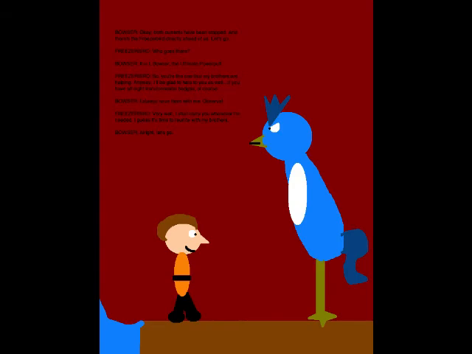Let's go! Who goes there? It is I, Bowser, the ultimate Powerpuff! So you're the one that my brothers are helping. Anyway, I'll be glad to help you as well. If you have all 8 transformation badges, of course. I always have them with me. Observe. Very well. I shall carry you whenever I'm needed. I guess it's time to reunite with my brothers. Alright, let's go!